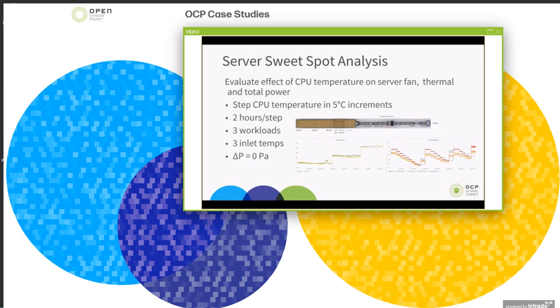So to do this, we performed a server sweet spot analysis. We ran the server at many different CPU temperatures and at 3 different workloads. We stepped down the CPU temperature in 5-degree steps and waited 2 hours at each step to ensure full thermal stability. We also tried 3 different inlet temperatures and maintained a 0 pressure drop in all the experiments, meaning all the air provided by the wind tunnel was ingested by the server.